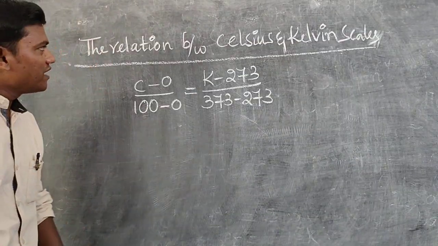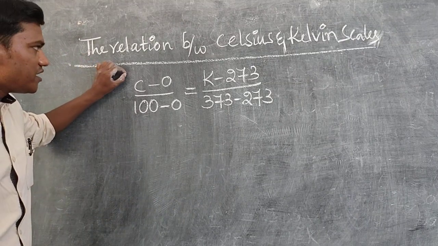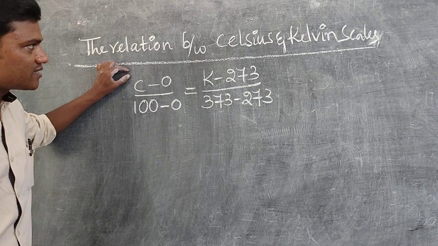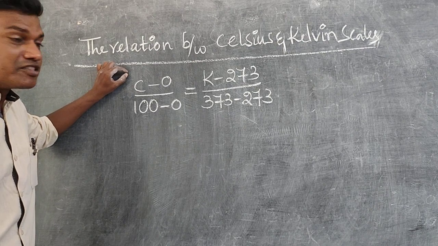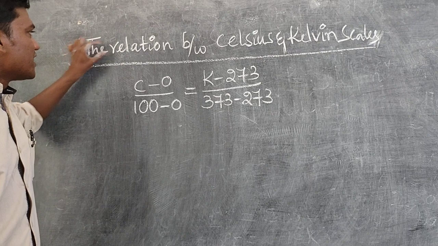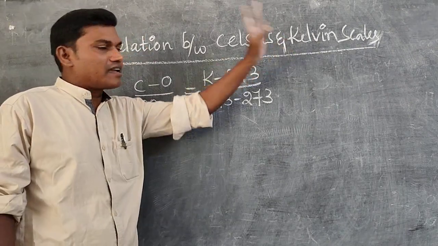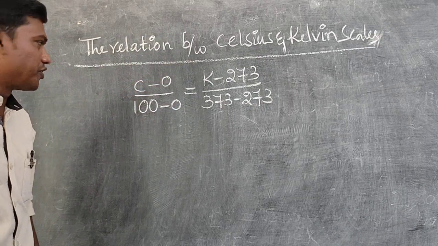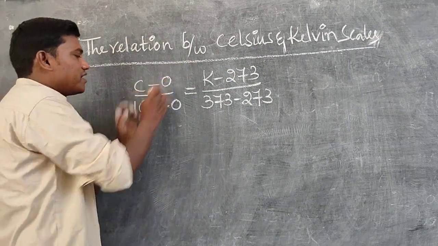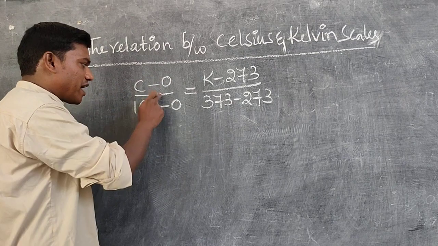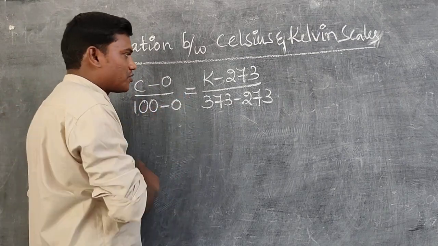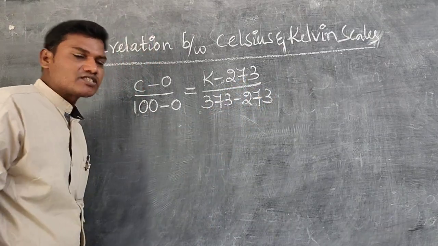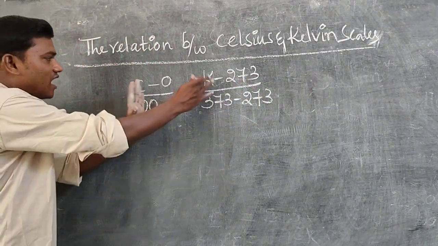Now, mainly at 10th standard level, the numericals regularly ask for the relation between the Celsius and Kelvin scales. That's why we are discussing this in this video. So we know that C minus 0 by 100 minus 0 is equal to K minus 273 upon 373 minus 273. So these are the scales.